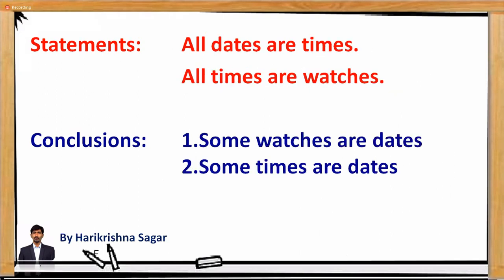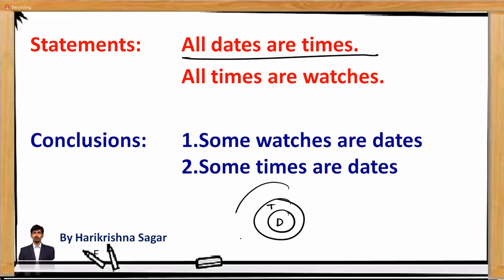Let's look at the next question which is available on the screen. So you have a question, all dates are times. So all dates are times. All dates are times means how can we take, these are the dates, all these dates are going to be times. All times are watches. I am drawing like this. Now look at some of the watches are dates. Is that the correct conclusion? Some of the watches are dates.